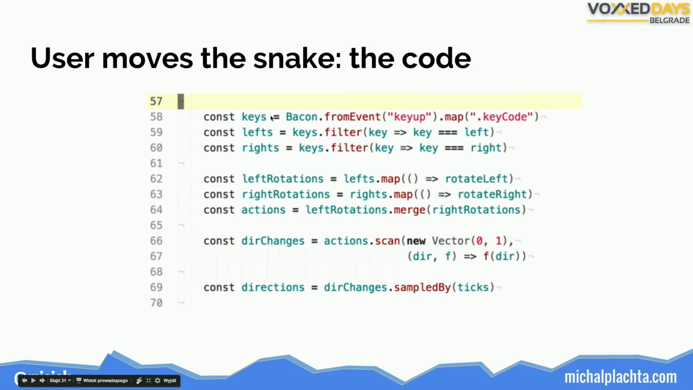So again, our key stream here, left key presses, every time the user presses the left key, it appears here. Right is just keys filtered with this kind of predicate. Then left rotations return functions and rotate left and right. And we can merge left rotations with right rotations, and we get actions. And then we can scan over it and have directions or new directions. So what you've seen on the slides and on the diagrams is directly mapped to the code.